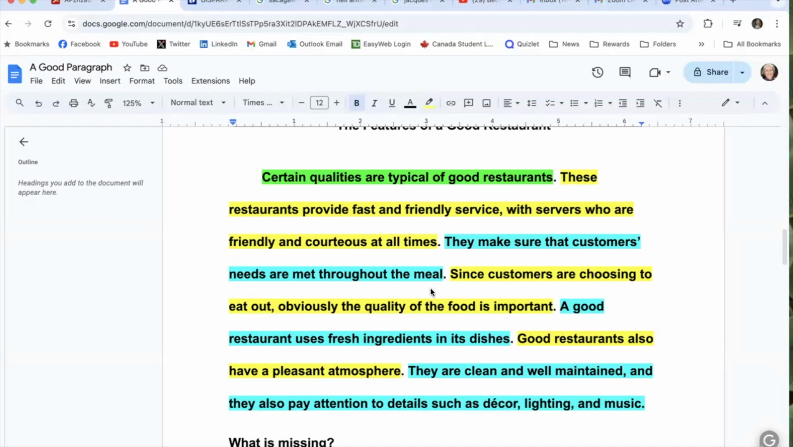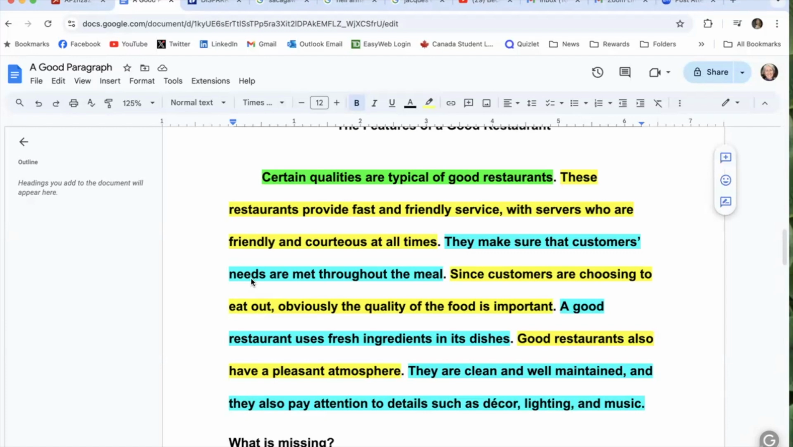Do you want me to read it? Yep. Okay. They make sure that customers' needs are met throughout the meal. Good, good. And who are we talking about with the pronoun they? What's they referring to? The people that are working at the restaurants. Good. And those are, you would most likely be dealing with the servers, the waiters, the waitresses. Good. Yes, it's these waiters that want to make sure that the customers' needs are met.